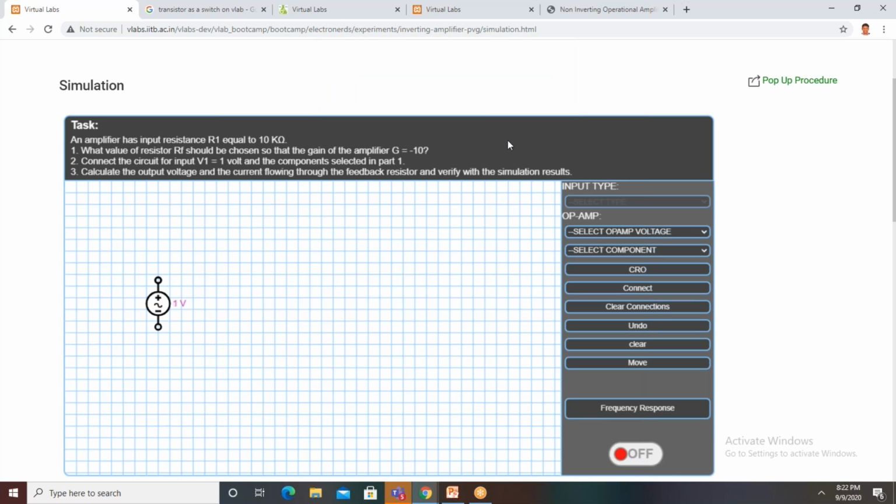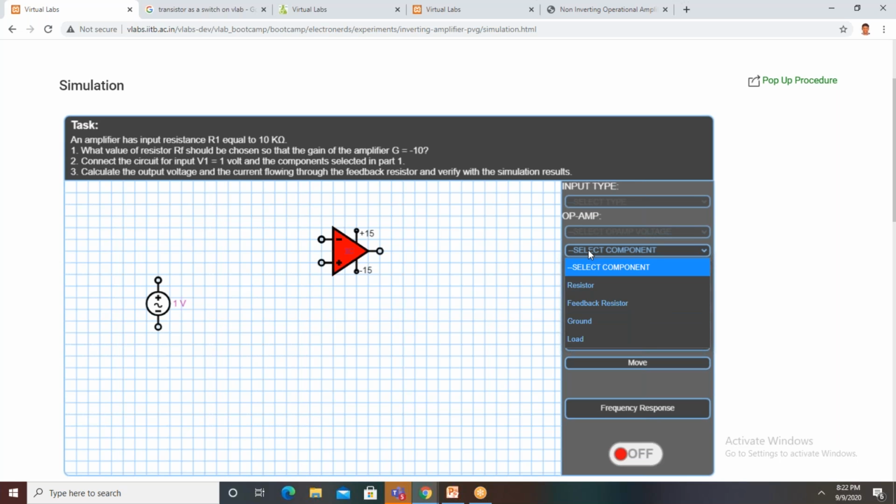Gain is minus RF by R1 into input, ma'am. To get minus 10 gain, what is the required feedback resistance? If it is 100k, 100k by 10k is 10 only. 10 into minus 1, so minus 10. This minus is the design.